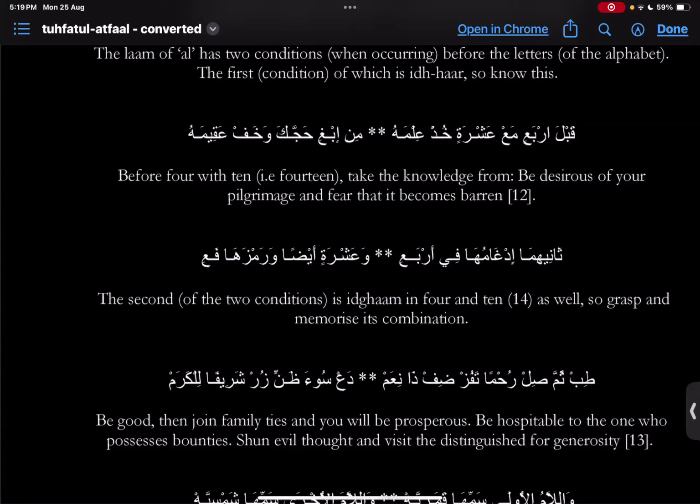This is someone writing more than 200 years ago. SubhanAllah. May Allah subhanahu wa ta'ala grant us all the opportunity to go to Hajj for those who have not gone. And for those who have gone, may Allah subhanahu wa ta'ala accept it from them and grant them the opportunity to go time and time again.